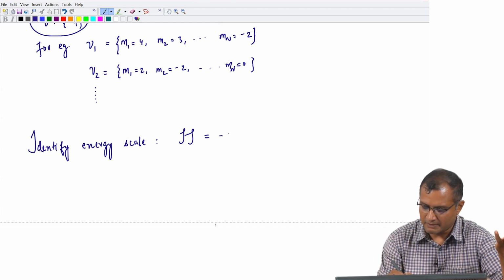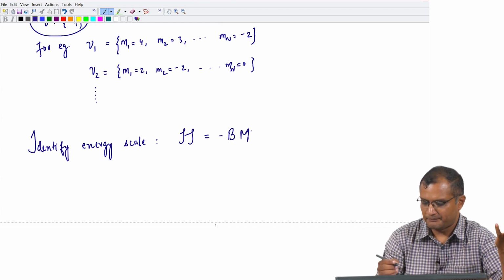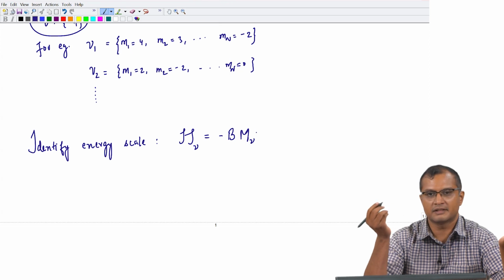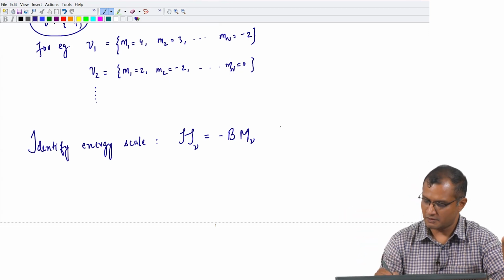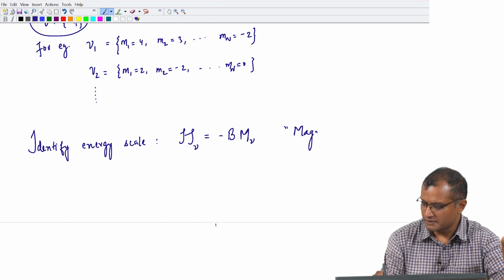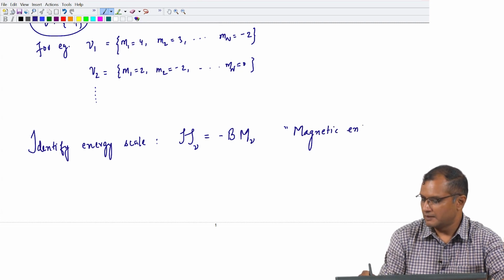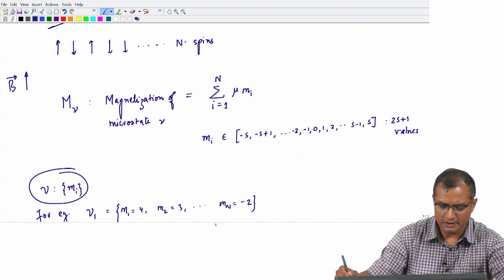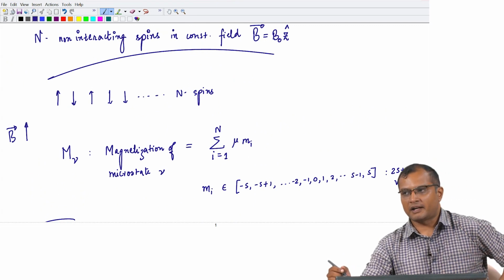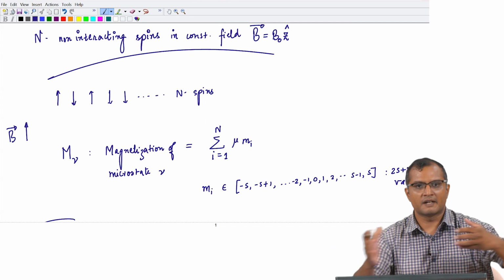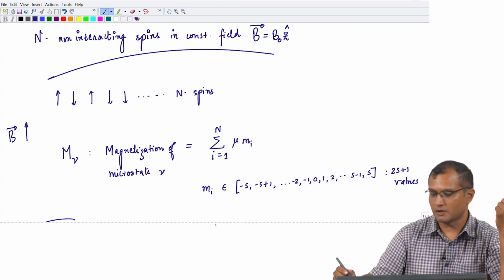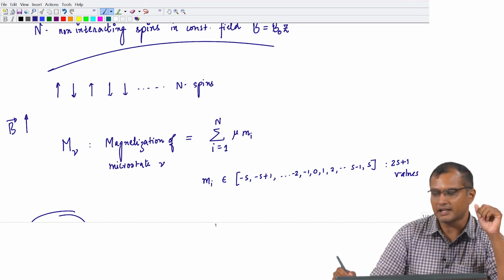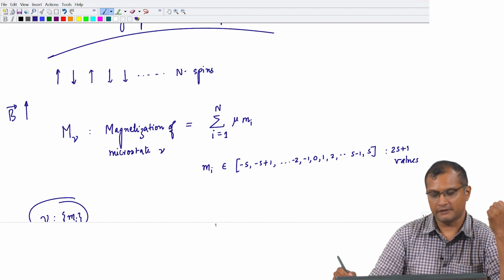I am just going to write down the magnetic enthalpy as minus B m. If this is the Hamiltonian of the microstate nu, then it is just minus B times m nu, also called the magnetic enthalpy. There is no other scale in the problem. The spins are non-interacting. So, you do not take an Ising-like model where spins have a nearest neighbor interaction given by a coupling constant J. There is no such J. The spins can only talk to an external magnetic field and can align parallel or anti-parallel to the field.